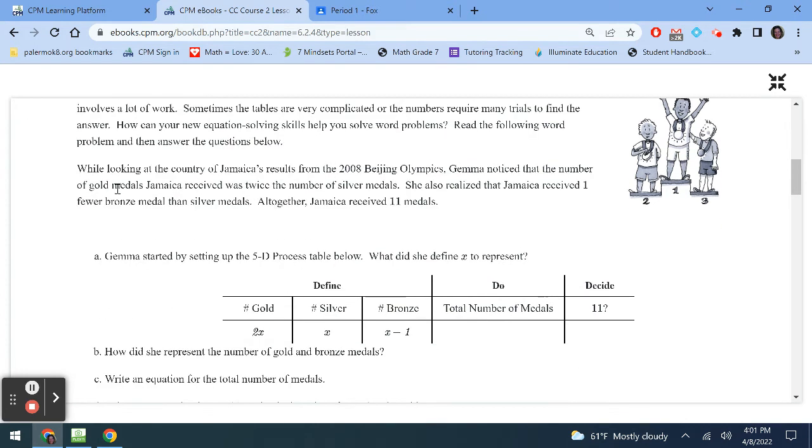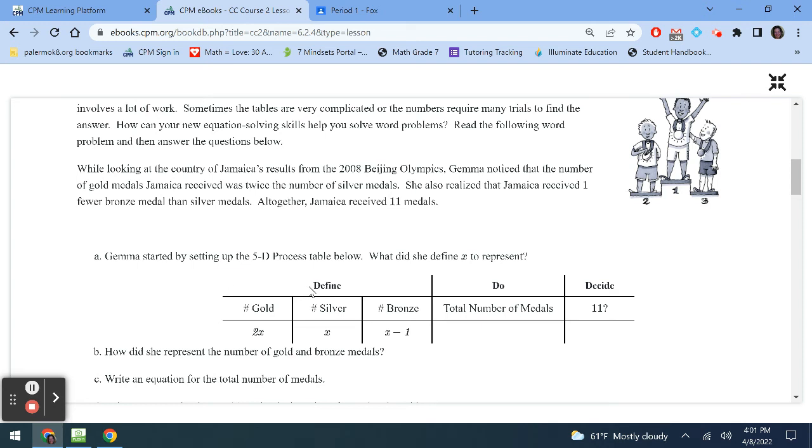So starting right here, it says, while looking at the country of Jamaica's results from the 2008 Beijing Olympics, Gemma noticed that the number of gold medals Jamaica received was twice the number of silver medals. She also realized that Jamaica received one fewer bronze medal than silver medals. Altogether, Jamaica received 11 medals.